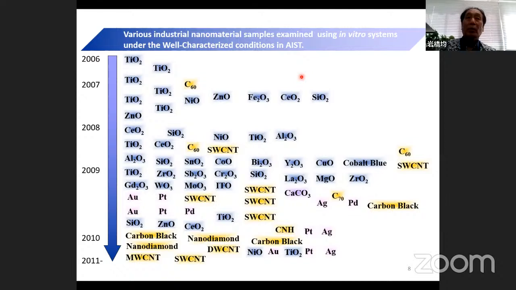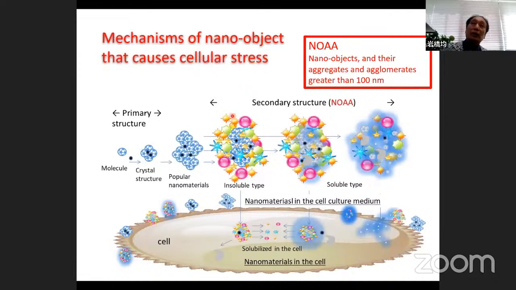Using stable conditions and well-characterized conditions. So this is a mechanism indeed. Many people believe that a nanoparticle or nanomaterial is like this, and many people believe this enters the cell. But it is not correct.